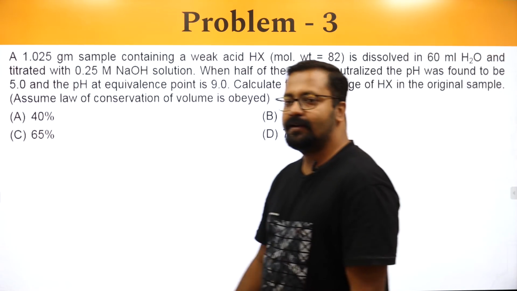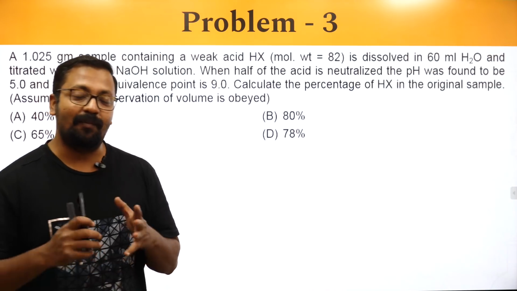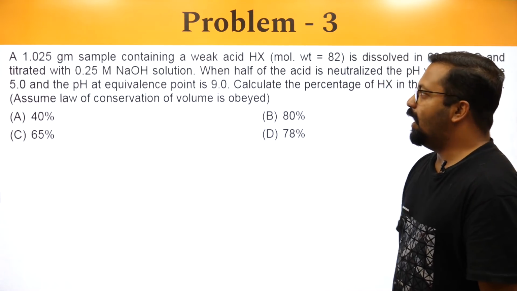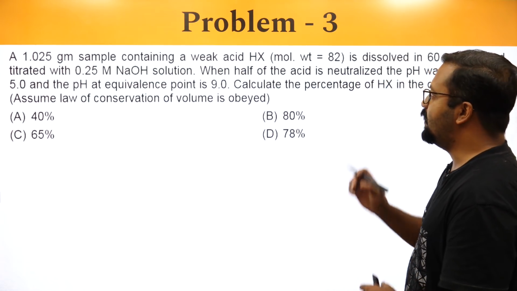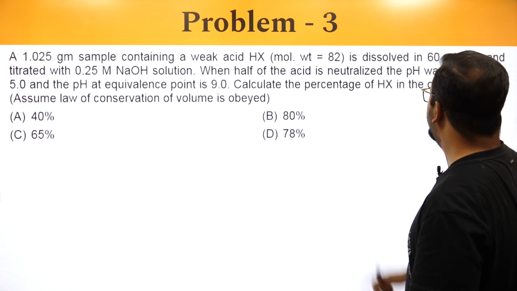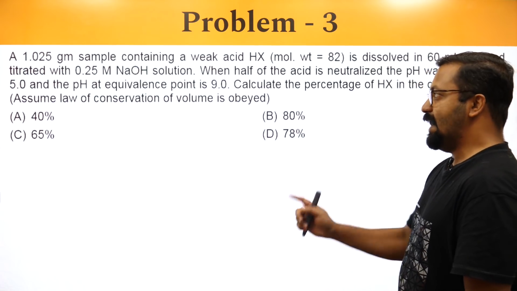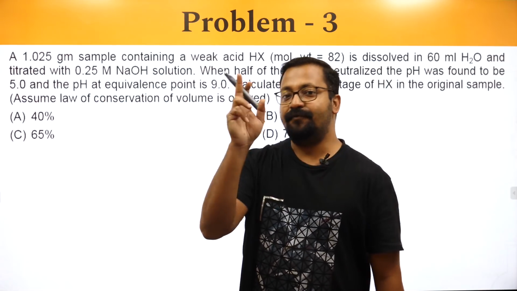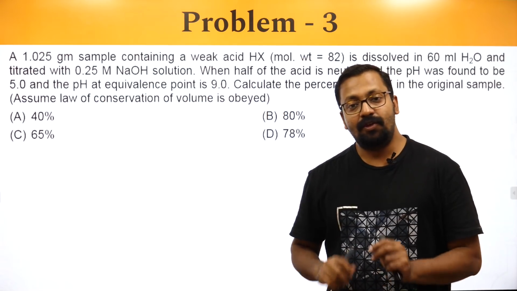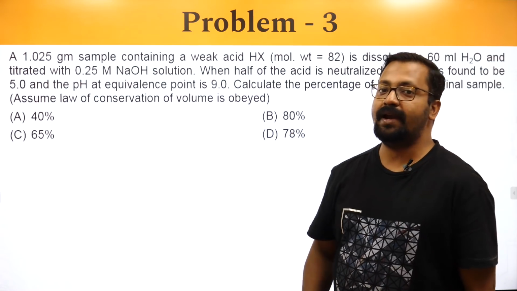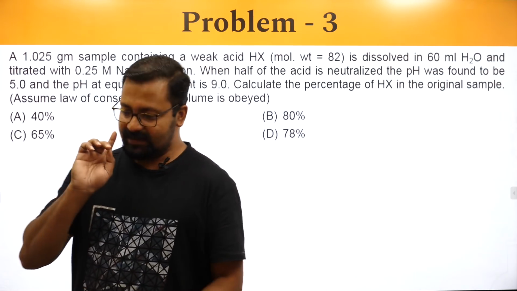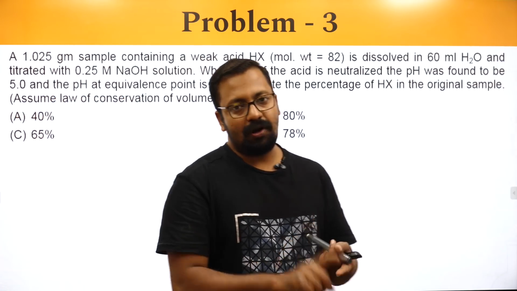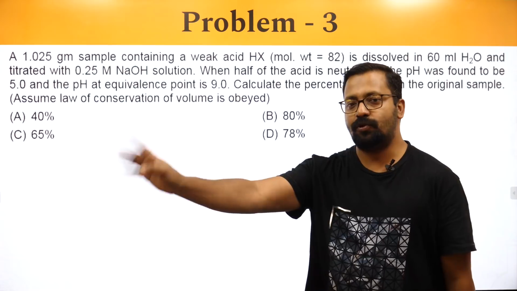Next question is this. थोड़ा वर्डी क्वेश्चन है, थोड़ा लंबा क्वेश्चन लग रहा है, लेकिन बहुत डिफिकल्ट नहीं है. इसको समझते हैं पहले. A 1.025 gram sample containing weak acid HX is dissolved in 60 ml of water, titrated with NaOH. So weak acid, strong base. Whenever weak acid, strong base is there, this should flash in your mind that something like a buffer will exist, an acid buffer will exist, and salt hydrolysis giving rise to a basic solution will exist.